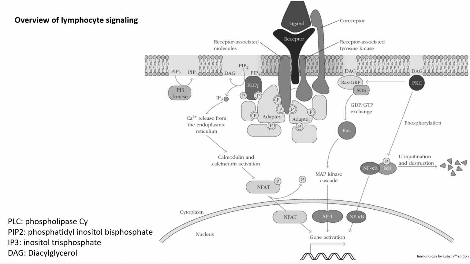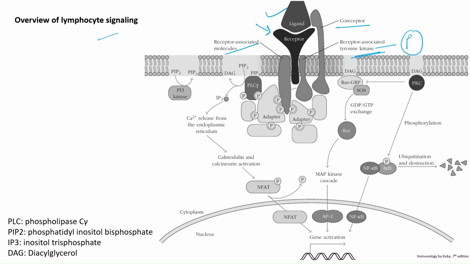Now the overview of lymphocyte signaling. As we can see here, as soon as any ligand binds with the receptor, it can be accommodated with co-receptors and receptor associated molecules. Whenever any ligand binds with the receptor, some conformational change will occur and phosphorylation will occur by the receptor associated tyrosine kinase. Kinase means that it can add phosphorus. With the addition of phosphorus, the further molecules get activated.